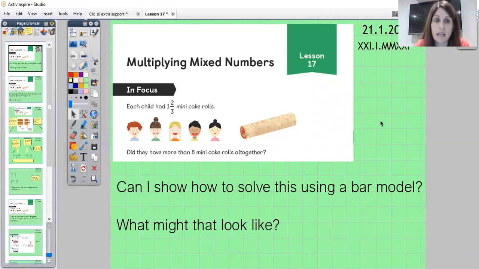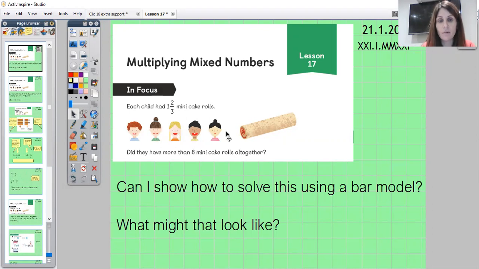So each child had 1 whole and 2/3 of a mini cake rolls. Did they have more than 8 mini cake rolls altogether? So we've got our characters here, and you'll be delighted to know that I've actually found out their names. We've got Elliot, Emma, Hannah, Ravi, and Ruby. I'm getting there. And we need to work out if each of them had 1 whole and 2/3 of a cake. If we put them all together, would that equal more than 8 cakes?